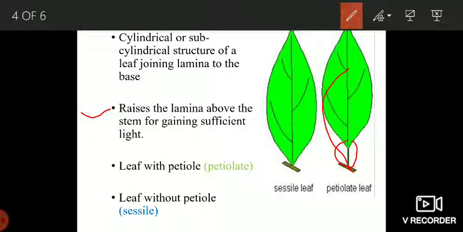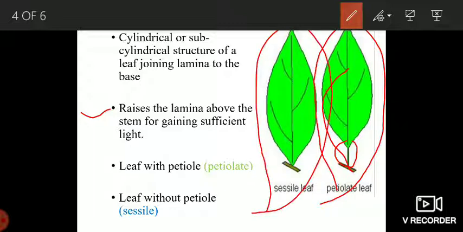Okay, and the leaf, there are two different types of leaves depending upon whether they possess petiole or not. Those leaves which possess petiole, they are known as petiolate leaves, and those leaves which do not possess petiole, they are known as sessile leaves.